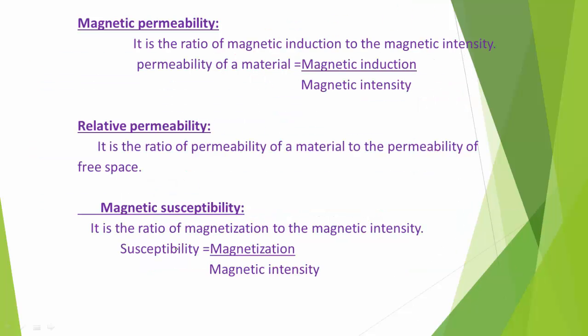And the next important definition is magnetic permeability. Magnetic permeability means the ratio of magnetic induction to the magnetic intensity. The ratio of magnetic induction to the magnetic intensity is called magnetic permeability.